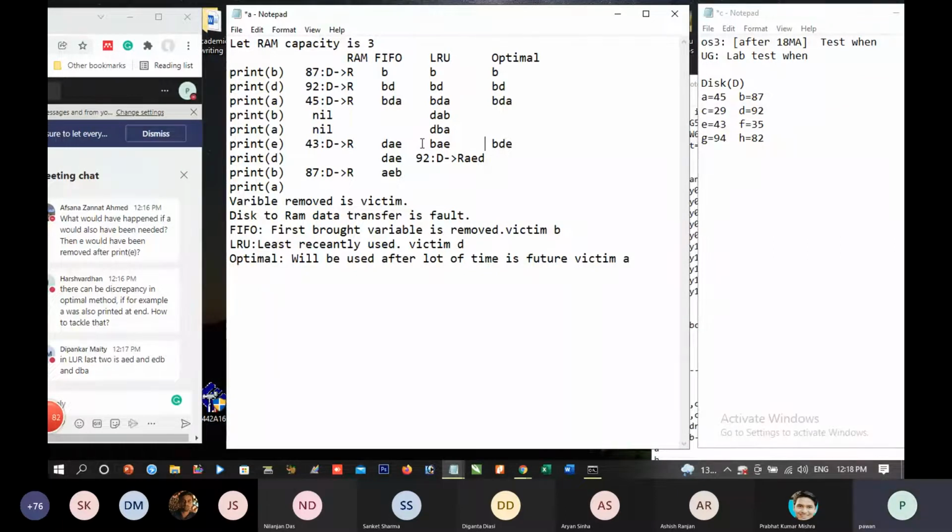What is your doubt? In optimal, it will be BDE. Here, it will also be BDE. Here also it will be BDE. Only in this case, fault will take place and we shall bring from disk to RAM a value of A, which is 45.